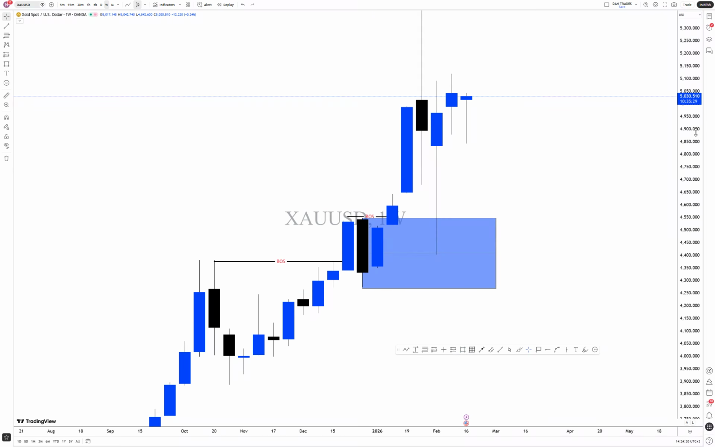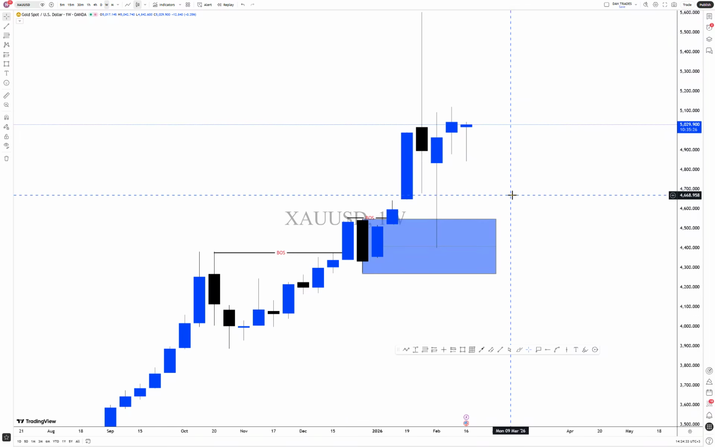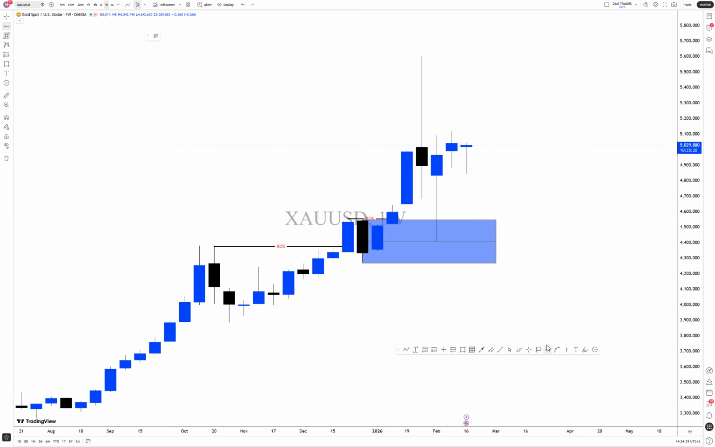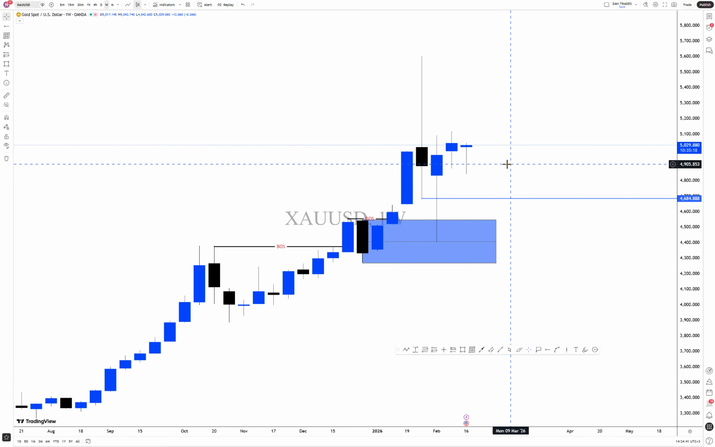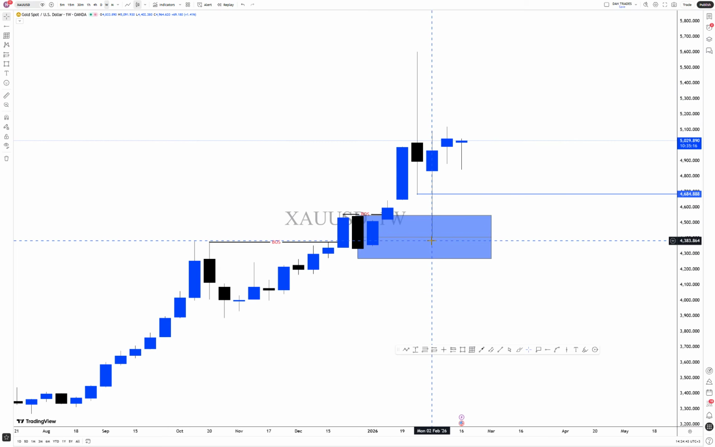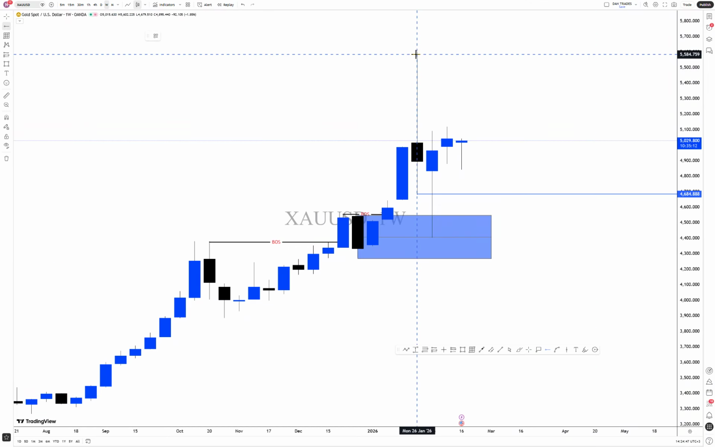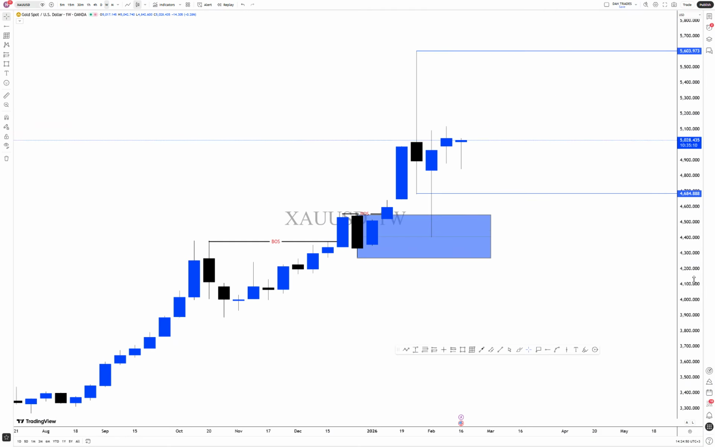And then, if you look keenly around this area, for those people who know how to identify CRT, we took out this low, the weekly low there, and then we mitigated this order block, and then we closed inside the range of this candle. So we are supposed to be targeting what? This high around that area.